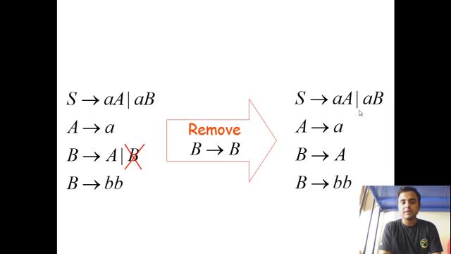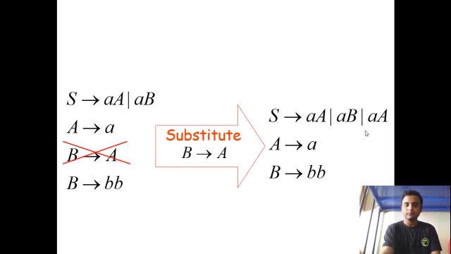So now we have removed capital B tends to capital B, and now we have got a new grammar, which is capital S tends to small a, capital A tends to capital B, and capital A tends to small a, capital B tends to capital A, capital B tends to small b, small b. Now we have got a new unit production which is of the form capital B tends to capital A. So we are going to replace capital B with capital A wherever it is possible in the productions.